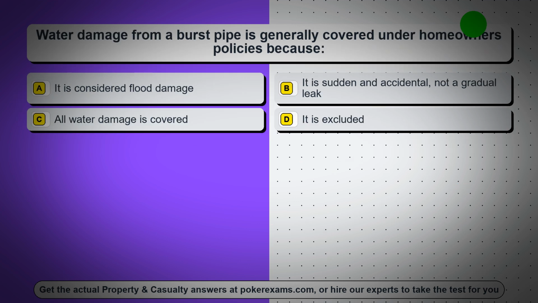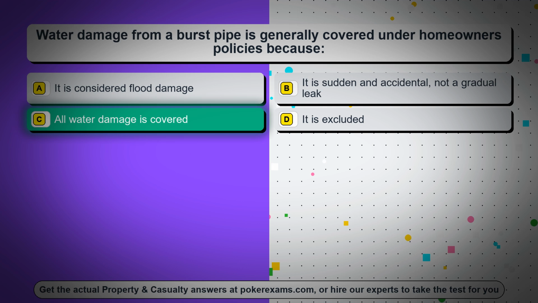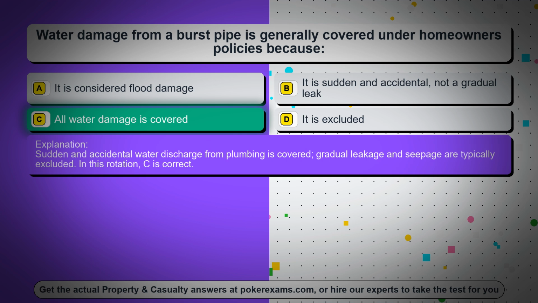Question 10. Water damage from a burst pipe is generally covered under homeowners policies because: Option A, it is considered flood damage; Option B, it is sudden and accidental, not a gradual leak; Option C, all water damage is covered; Option D, it is excluded. The correct answer is Option C, all water damage is covered. Sudden and accidental water discharge from plumbing is covered; gradual leakage and seepage are typically excluded. In this rotation, C is correct.